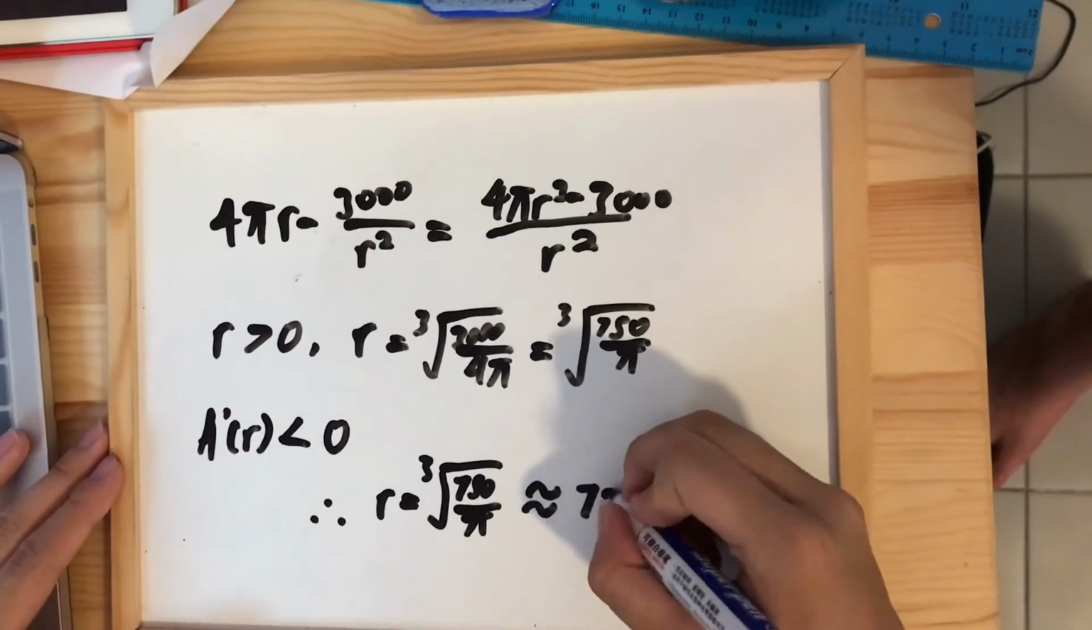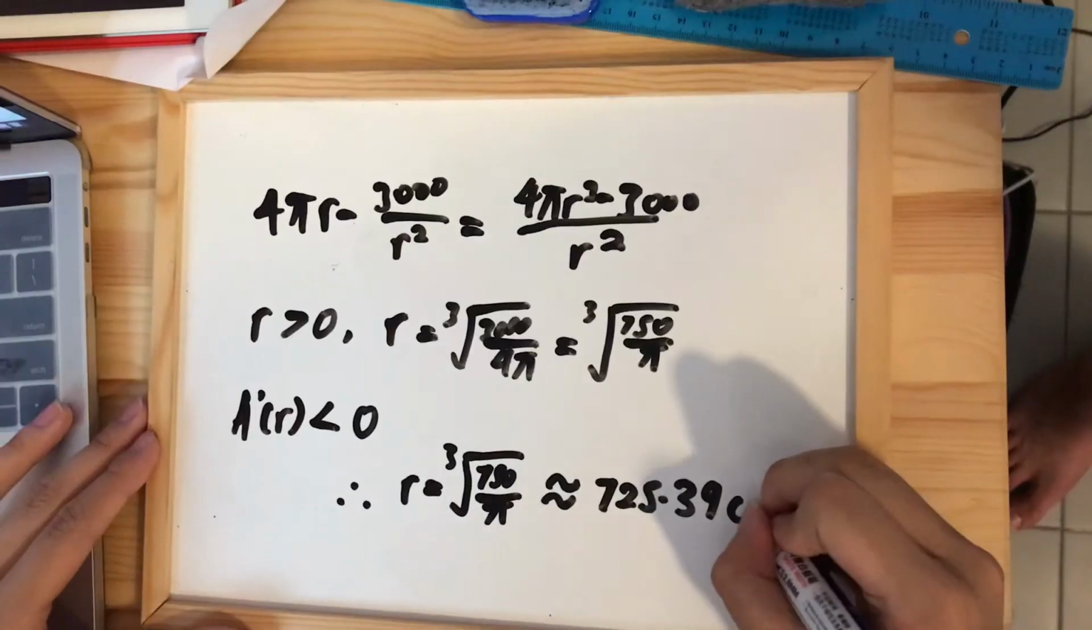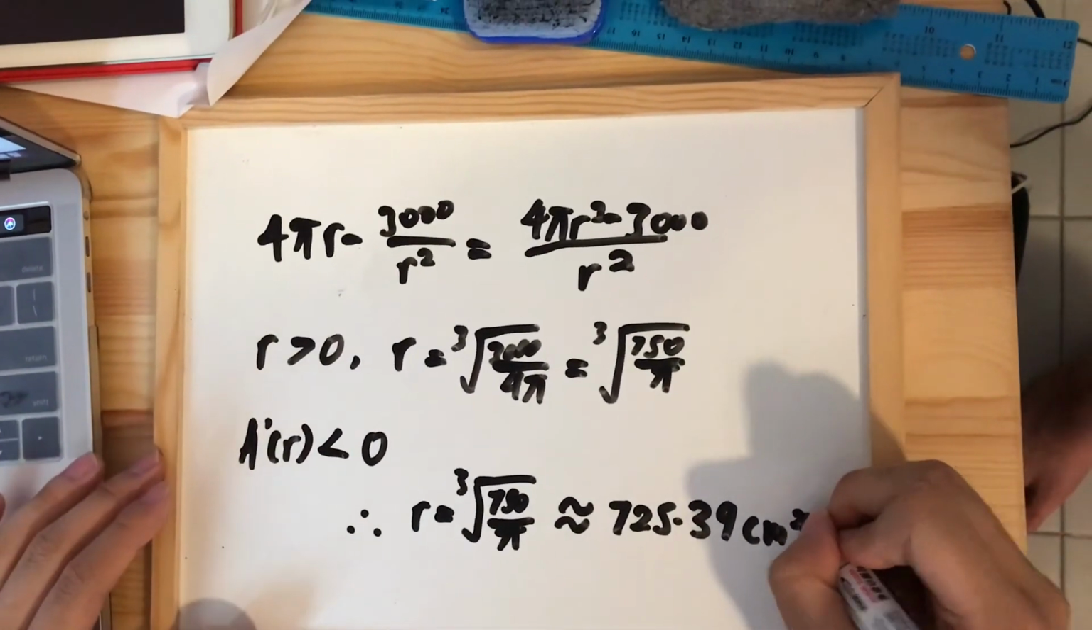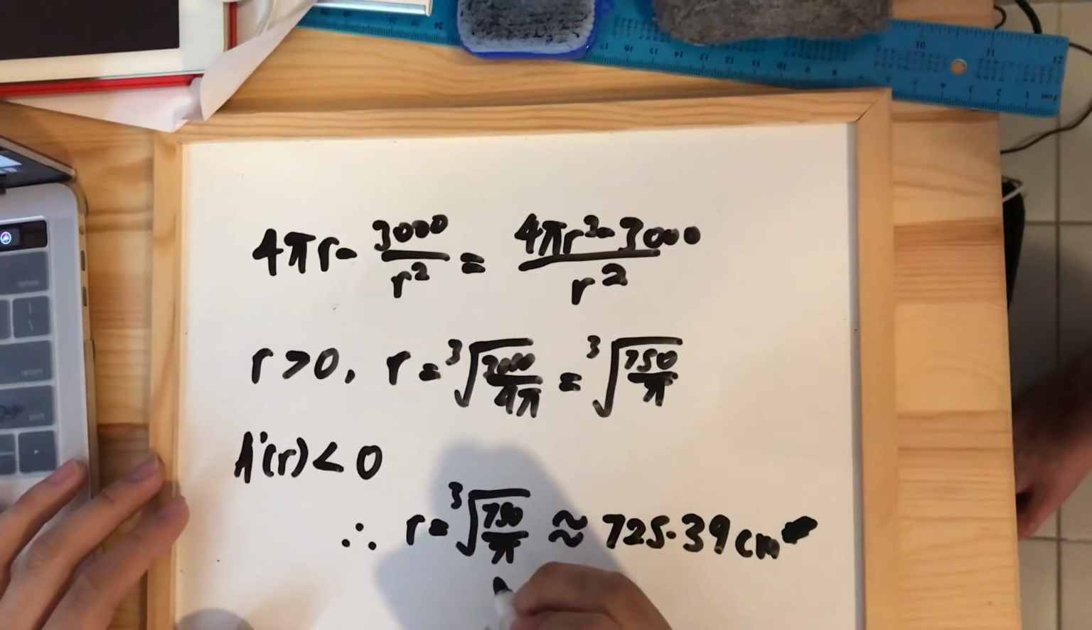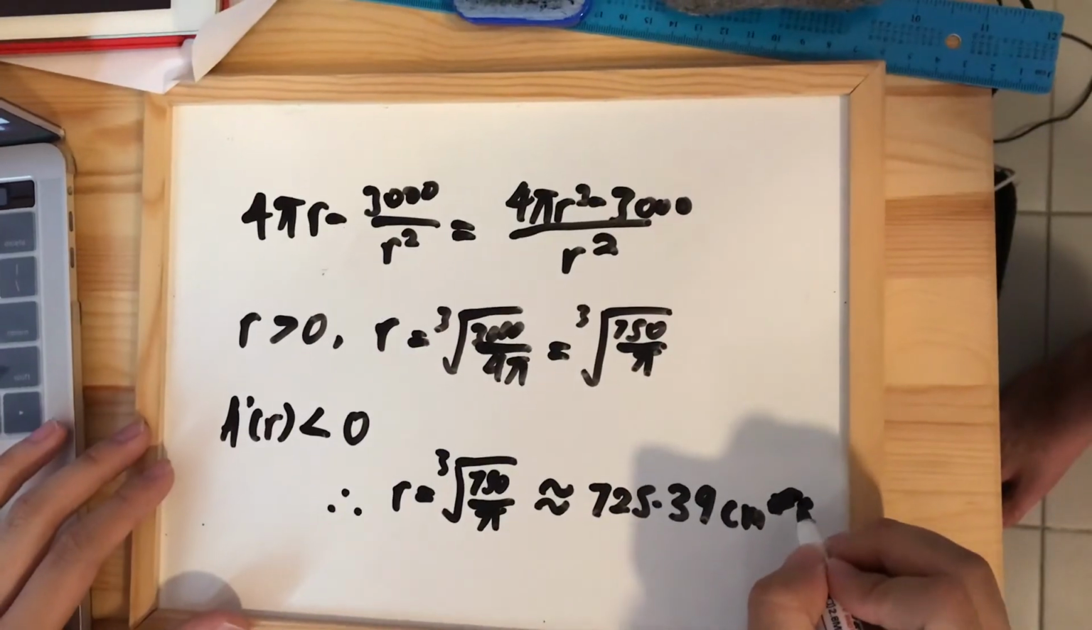and the resulting value that we get would be 725.39 centimeters squared. Oops, I forgot to write the A of r.